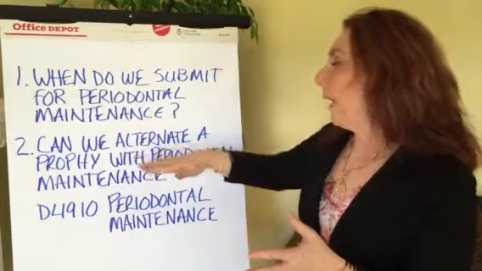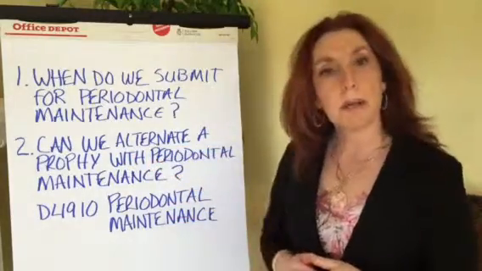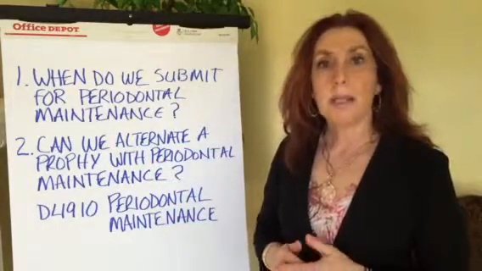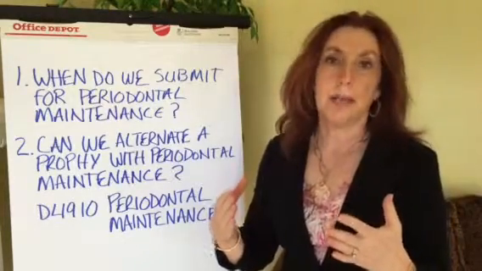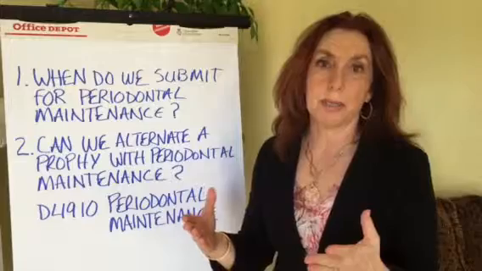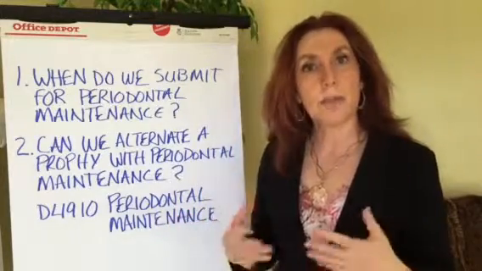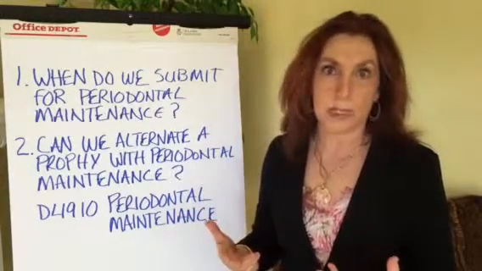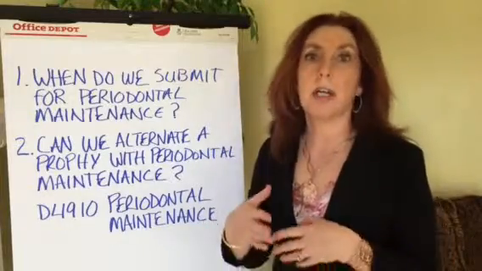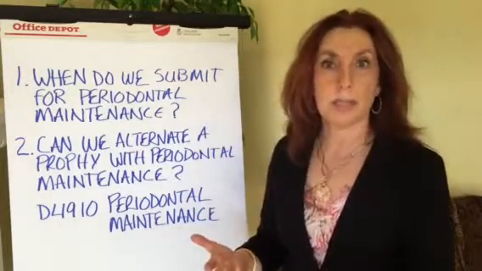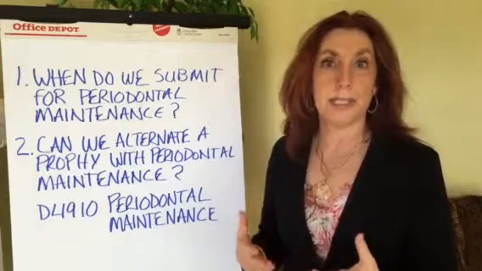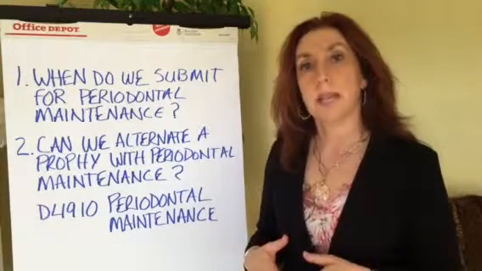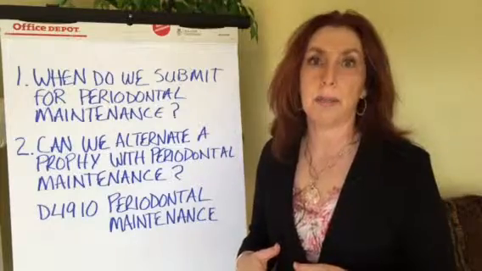Number two, can we alternate Profi with periodontal maintenance? Well, think of it like this. Imagine the patient is diabetic or that they have high blood pressure. Isn't their doctor going to want to see them probably every 6 weeks, and they'll take their blood pressure, check to make sure the medications are working properly? If they have diabetes, they're definitely going to be doing some blood tests probably every 6 weeks. And it's the same thing with your periodontal patients.